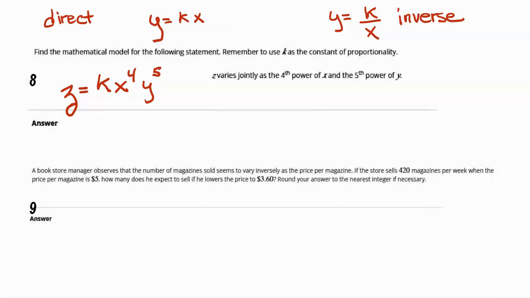Let's leave that up here. A bookstore manager observes the number of magazines sold seems to vary inversely as the price per magazine. If the store sells this many magazines per week, when the price is this, how many does he expect to sell if he lowers the price to this? So again, follow the protocol, set it up, and let's see what you get.